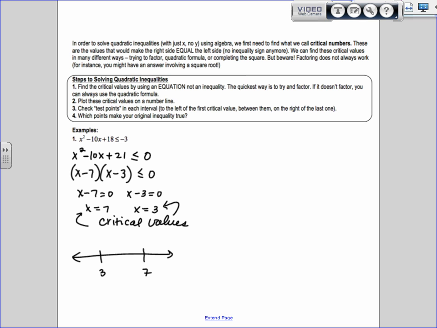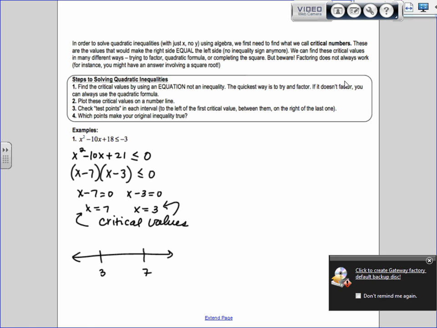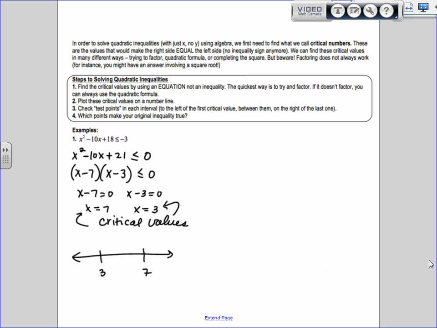Okay, now I'm going to test in each interval to see if things are true or false. So you could go all the way back to the original problem, and you could say, I'm going to test 2. If I try 2, I get 2 squared minus 10 times 2 plus 18 is less than or equal to negative 3, and you decide if it's true or false. Okay, that takes a long time. We don't want anything that's going to take a long time. So what we do is we test our different values. So in each interval, 2, 4, 8, like these different numbers, I'm going to test them in the factored form, so in this form right here.